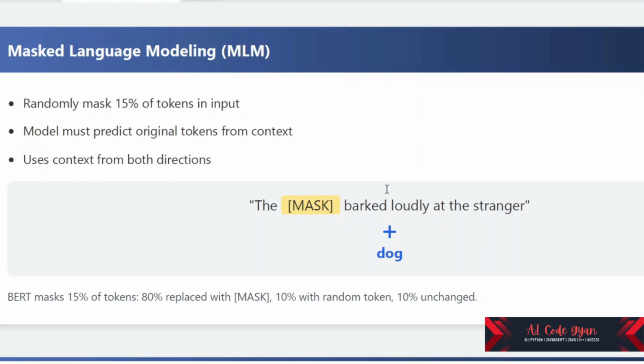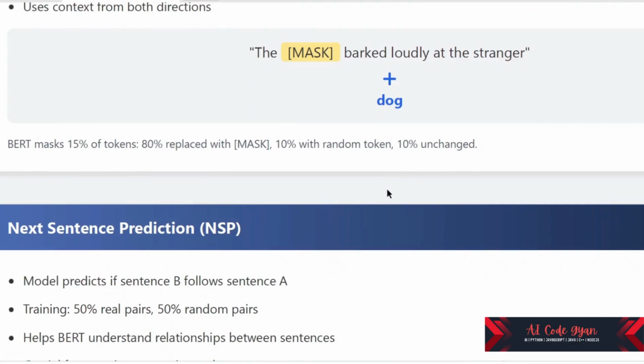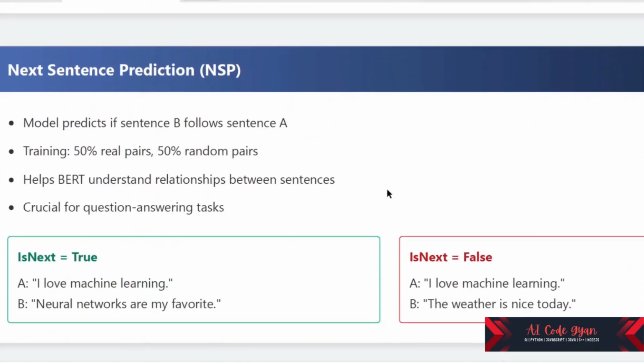So when we talk about BERT, out of this 15%, 80% are replaced with the mask token, 10% with a random token, and 10% are left unchanged. So the model must predict the original tokens from the context. This way, the BERT model is fine-tuned to make it highly accurate and to give highly accurate context as well.